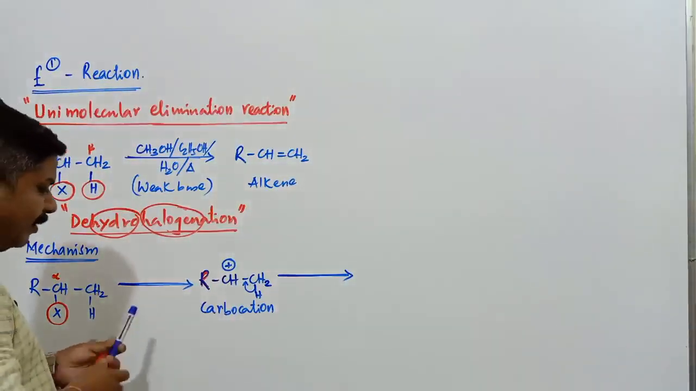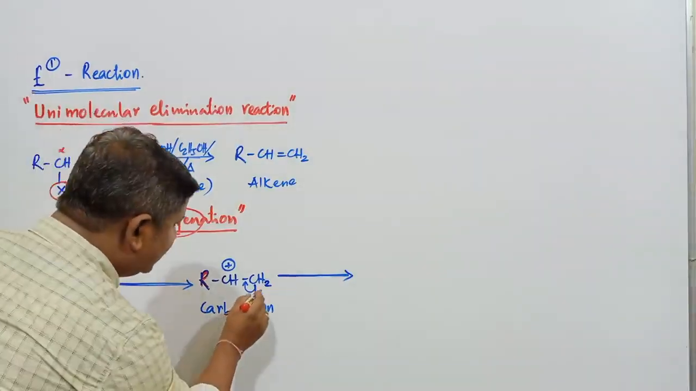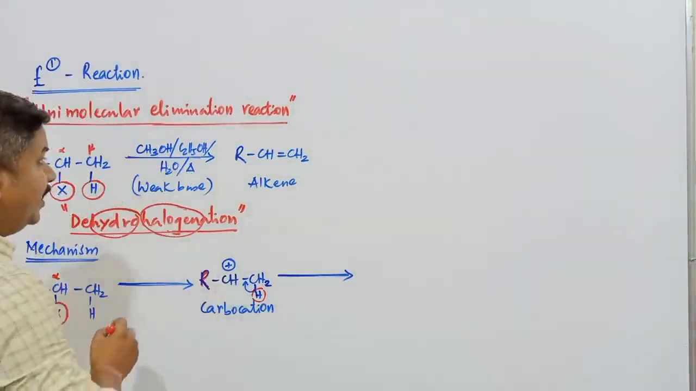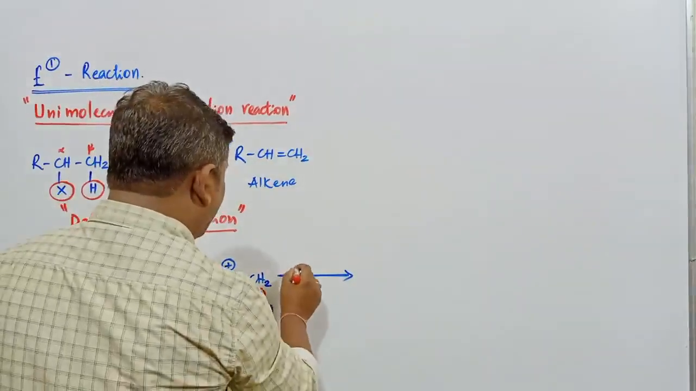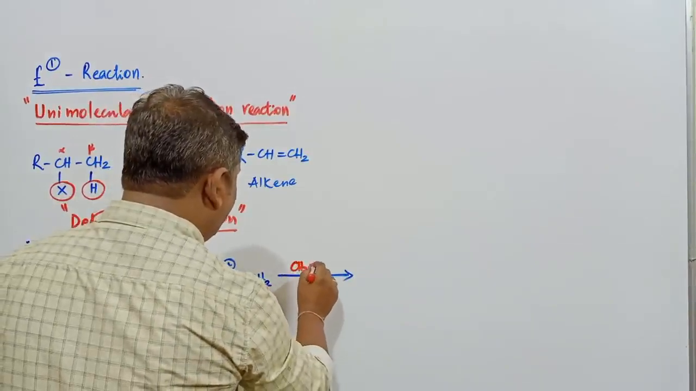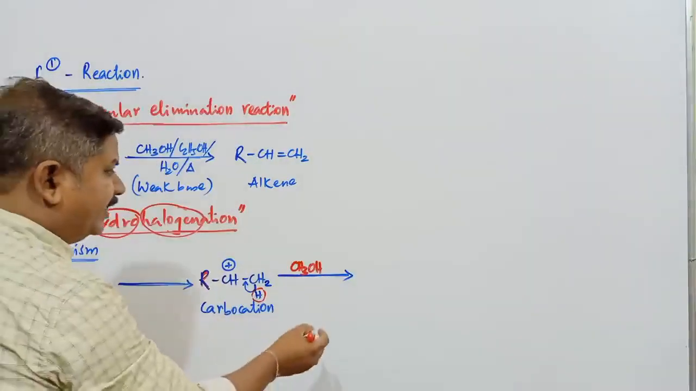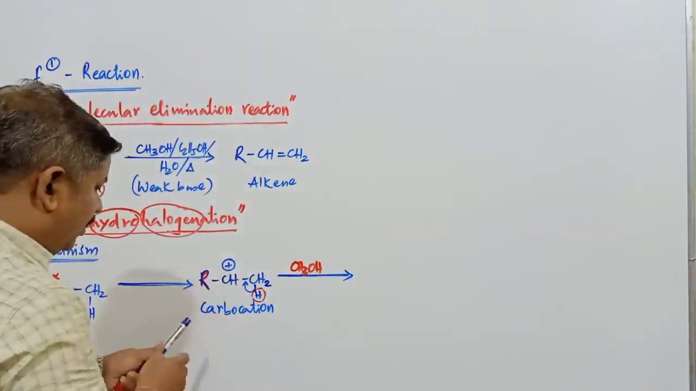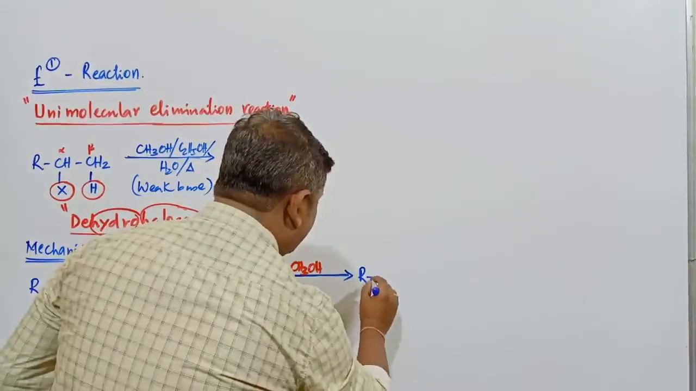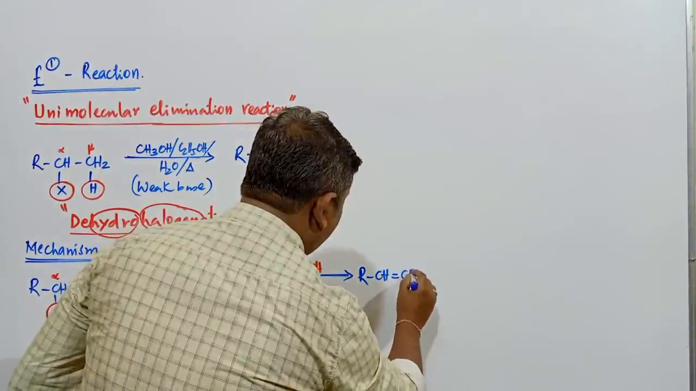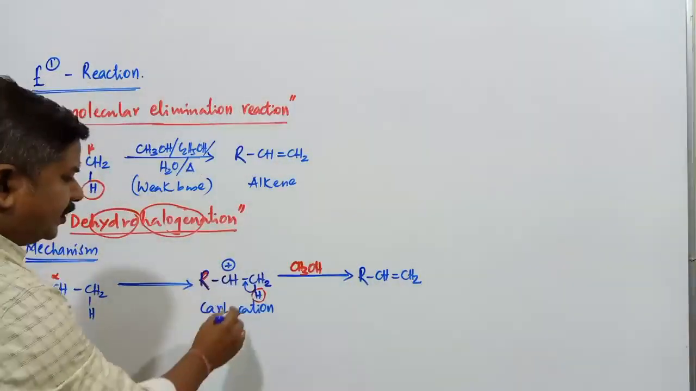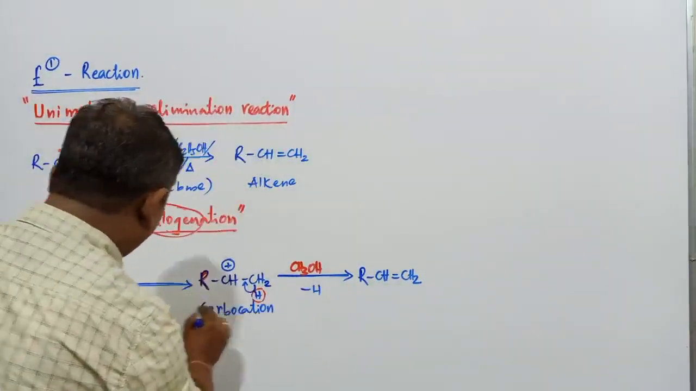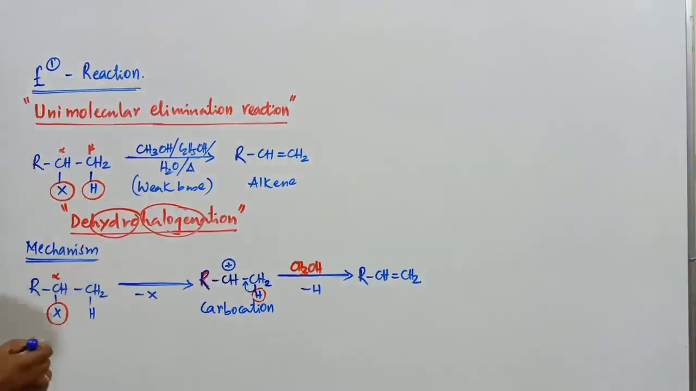When this proton is eliminated in presence of a weak base, either CH3OH or any other substance, the molecule gets converted into R, CH, double bond, CH. So this proton gets eliminated and here the halogen gets eliminated.